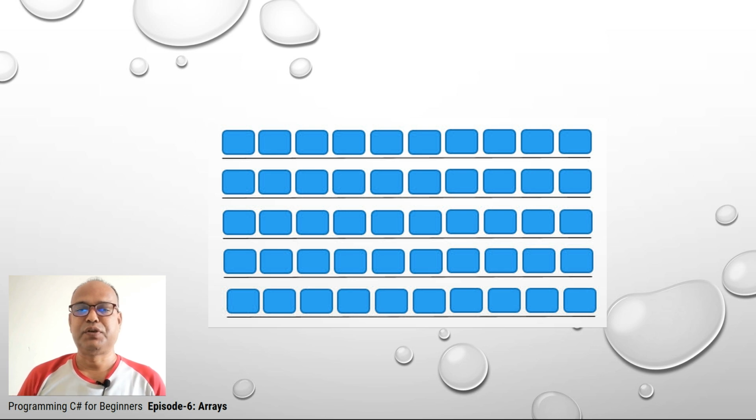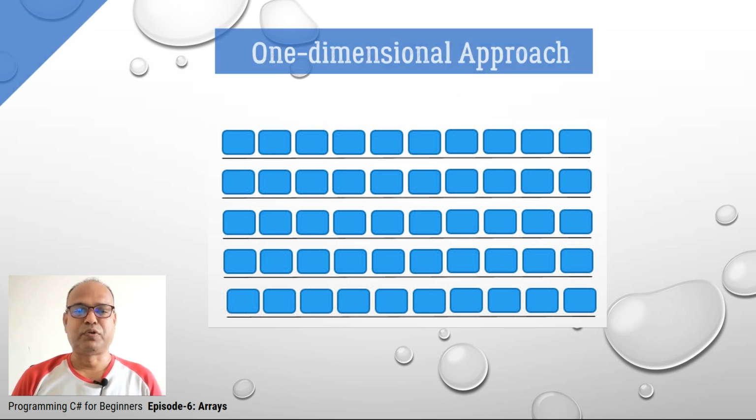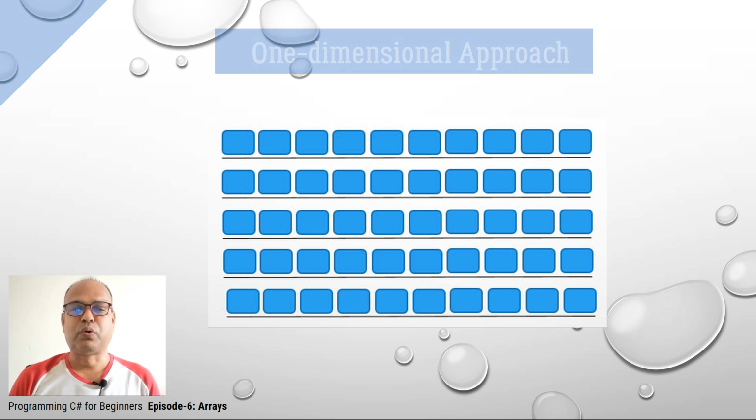Let's consider a scenario. Imagine you are running a movie theater with 5 rows and 10 seats. In each row, you want to track whether each seat is occupied or not. One-dimensional approach: you could use a single array of 50 elements, 5 rows * 10 seats. Each element would be a Boolean value representing whether a seat is occupied (true) or vacant (false). This works, but it becomes cumbersome to access specific seats and analyze seating patterns for different rows.